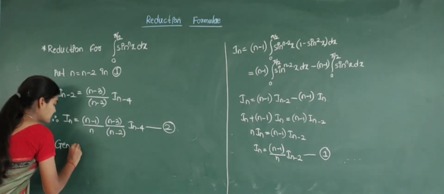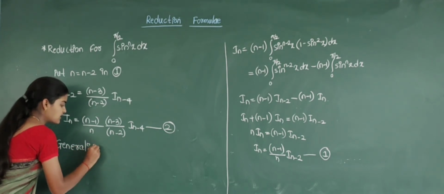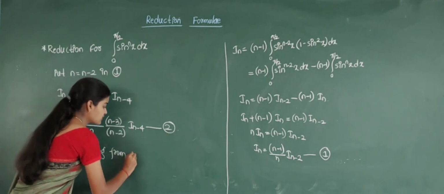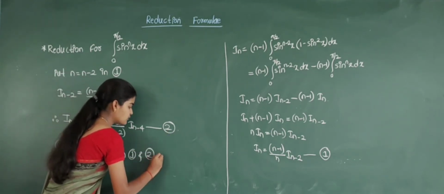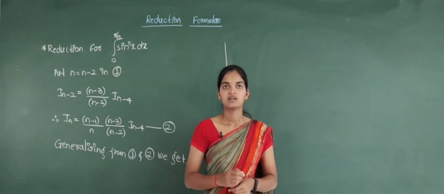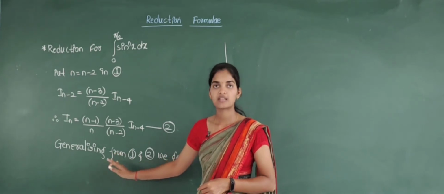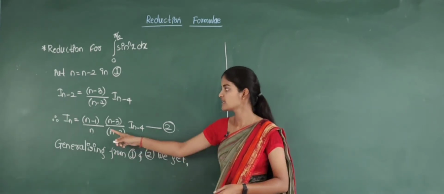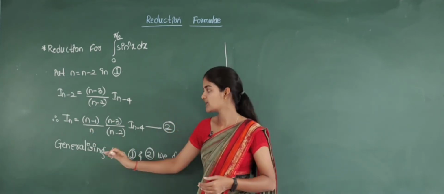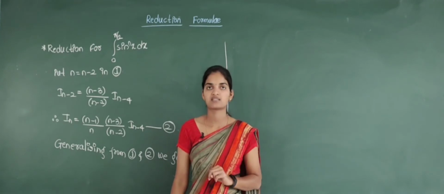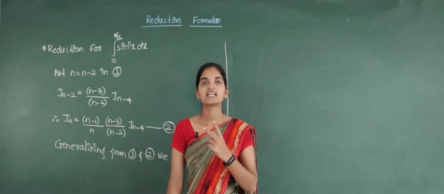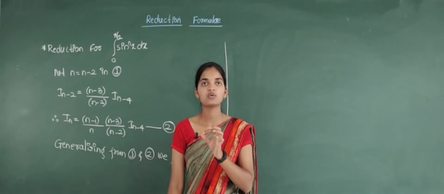So generalizing from equation 1 and 2 we get, and remember what is this n? We have taken it as a positive integer, but before generalizing it we will arise with two cases. Case 1 is when n is a positive integer but it is odd, and case 2 we will take that n is a positive even integer.